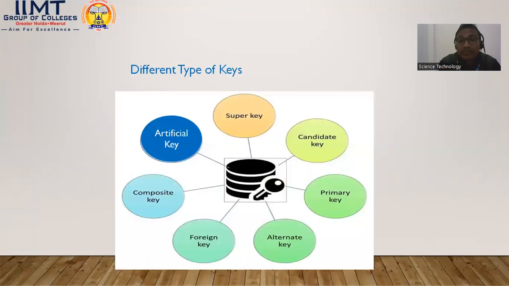Different types of keys. How many types of keys are used in database management system? Super key, candidate key, primary key, alternate key, foreign key, composite key, artificial key. These are the different types of keys in database management. In the further slides, we will discuss each and every key.